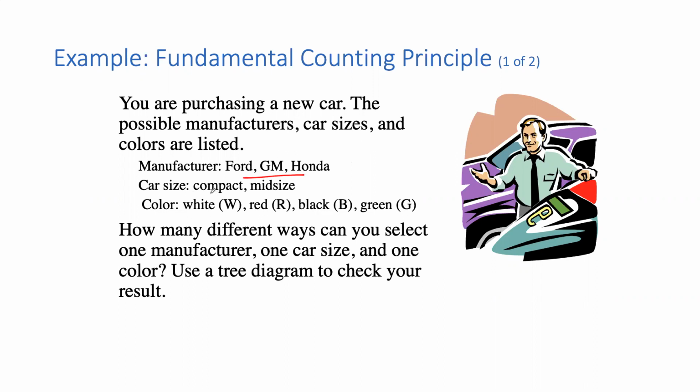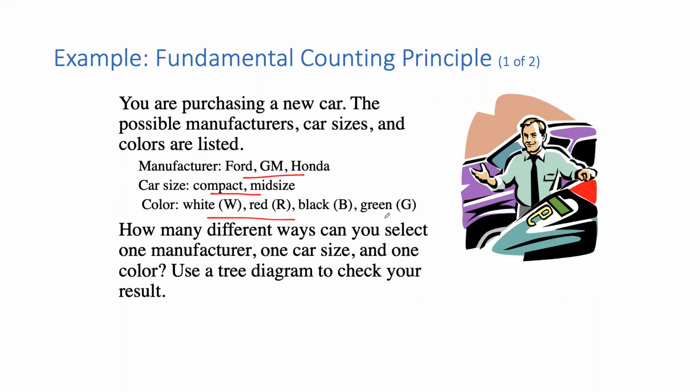You could choose one of two sizes: a compact car or a mid-size car. And you could choose one of four colors: a white car, a red car, a black car, or a green car. So the question then becomes, how many different types of cars can you end up with? A type of car is like a Ford mid-sized black. So a black mid-sized Ford car is one choice that you could end up with in this market.